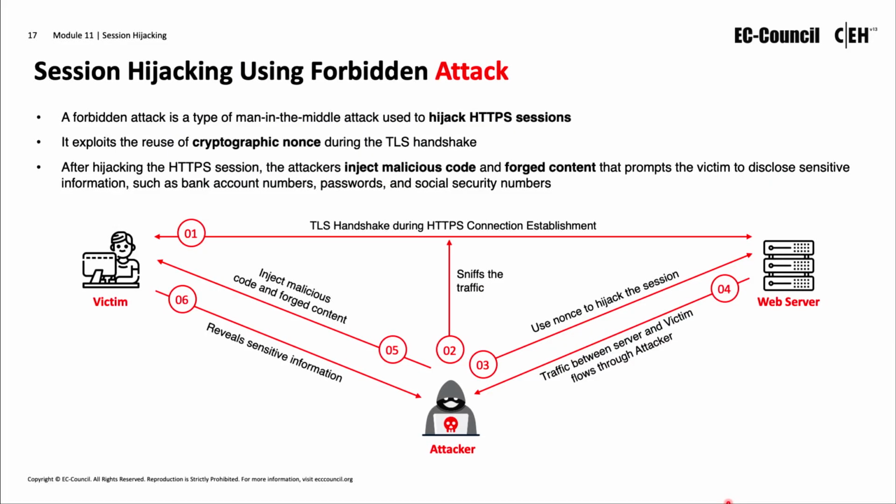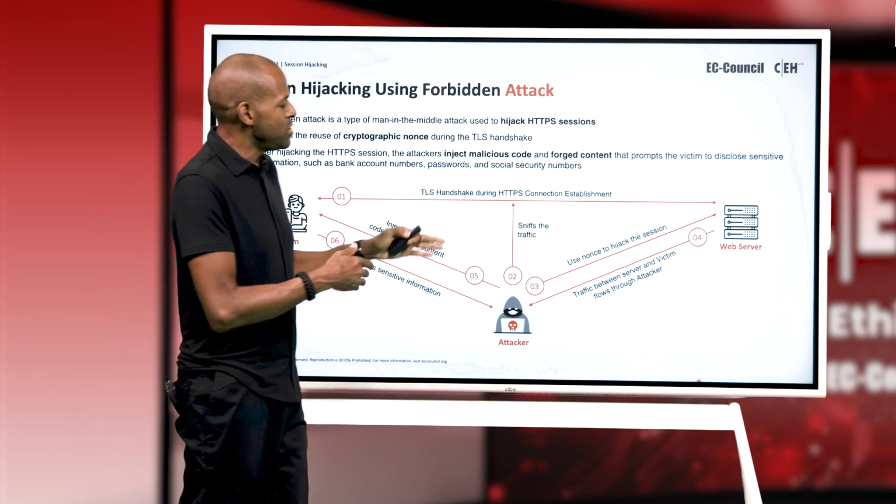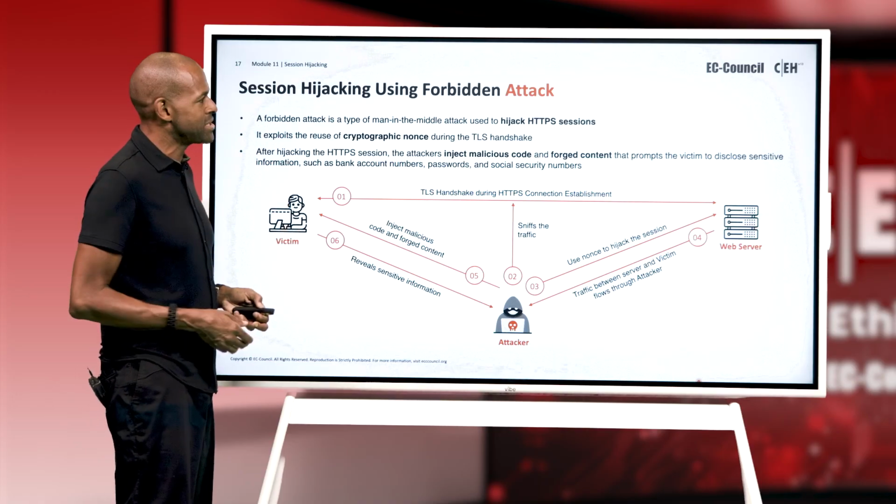In the case of a cryptographic nonce, it's only ever used once. So what's going to happen in this case is we're going to reuse that cryptographic nonce. That should never happen. Where is it going to be reused? In that TLS handshake. So what's going to happen is the victim is going to do a TLS handshake. They're going to establish HTTPS. The attacker is sniffing that. They use that nonce that they found, and then they are now able to see that traffic and decrypt it because they have the cryptographic nonce and they can see the information.